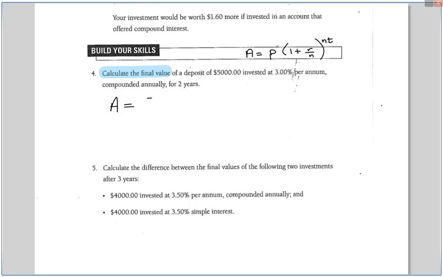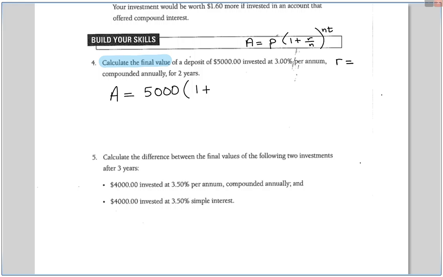Okay, so the 5,000 is right here. That's the P. And then you have 1 plus. Okay, so P in the formula is 5,000. 1 plus with a bracket, that's always going to be there. And R over N is going to be the rate divided by the number of compounded periods. So at this point, it's probably a good idea to jot down what those things are. What is R? R is the rate. So 3% is 0.03.